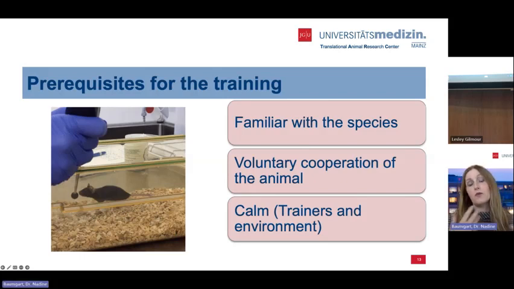And it's always good if you are calm. So the environment should be calm, not a lot of people running around there, and also it's good if the trainers are calm. If you're just rushing into the animal facility and think, you know, I have to do some kind of training quickly, it usually doesn't turn out very well.